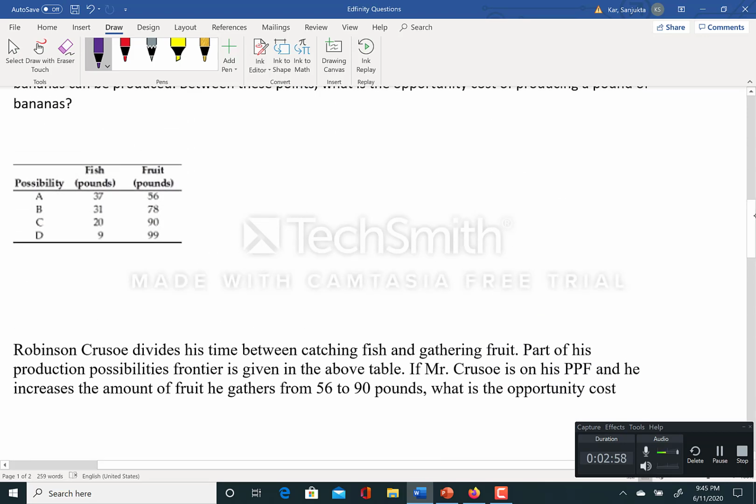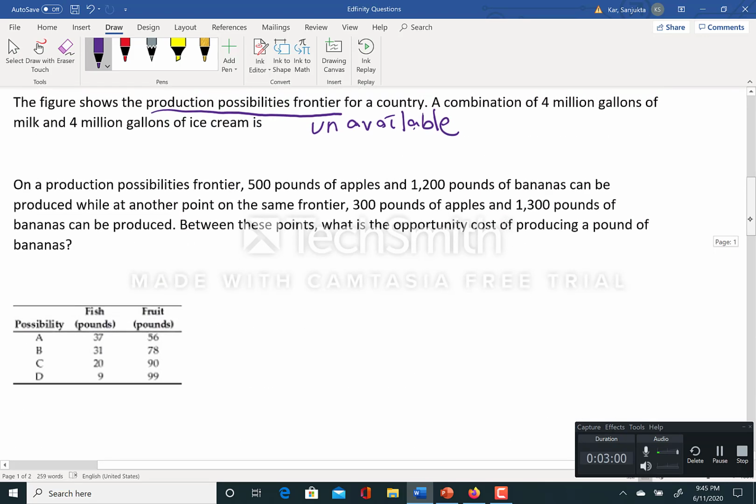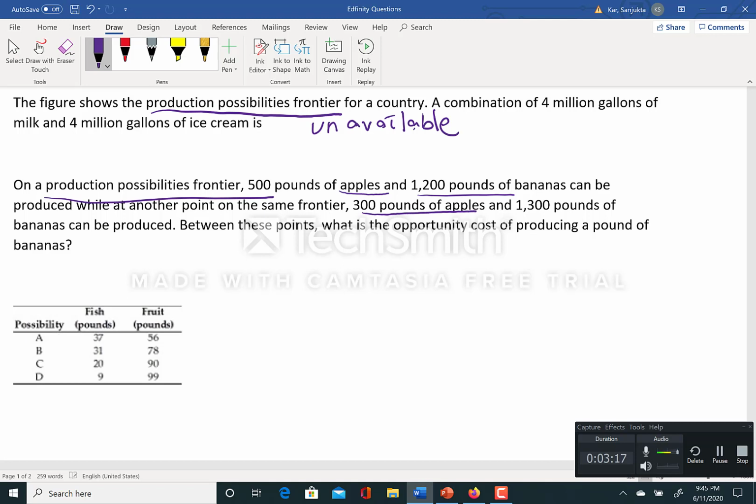Sorry, this keeps on moving too much. Take a look at this one here. This question is telling me, again, a PPF question. We have 500 pounds of apples and 1200 pounds of bananas, while at another point we have 300 pounds of apples and 1300 pounds of bananas. So between these 2 points, what is the opportunity cost of producing a pound of bananas?